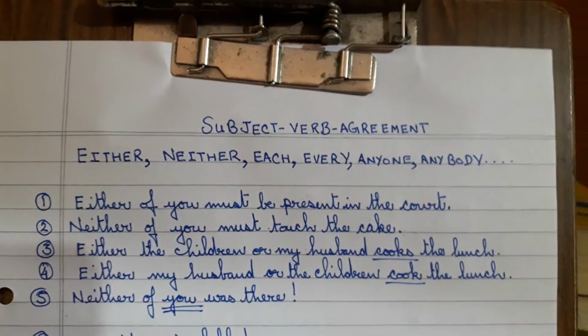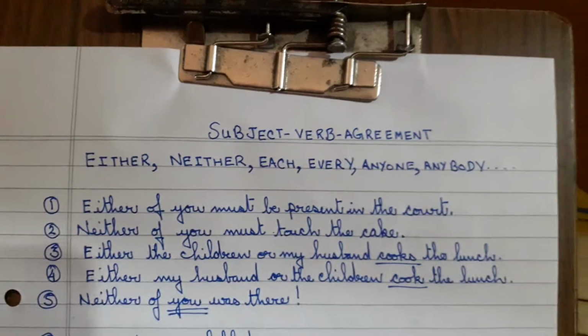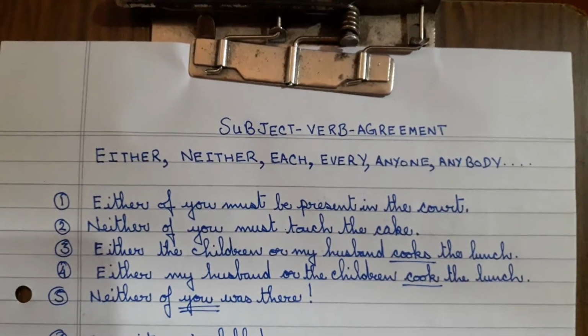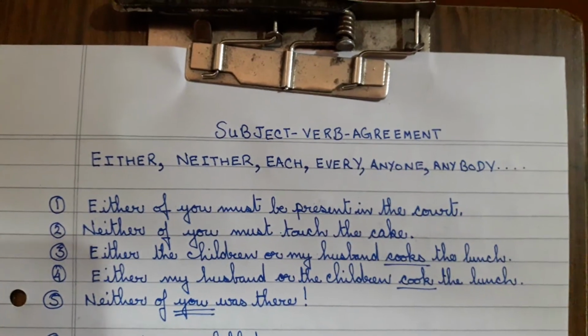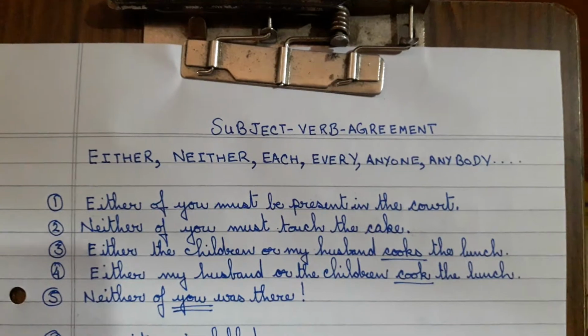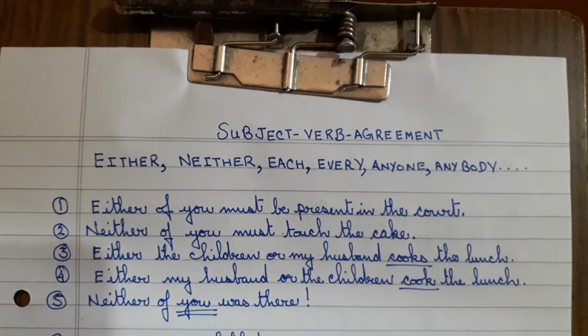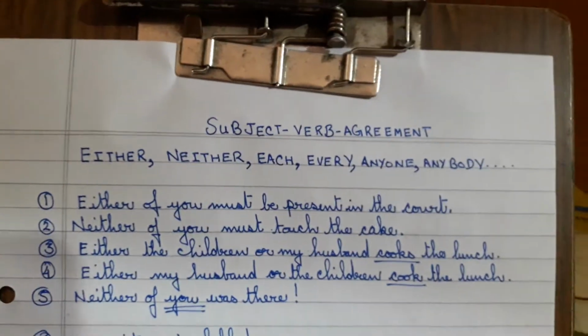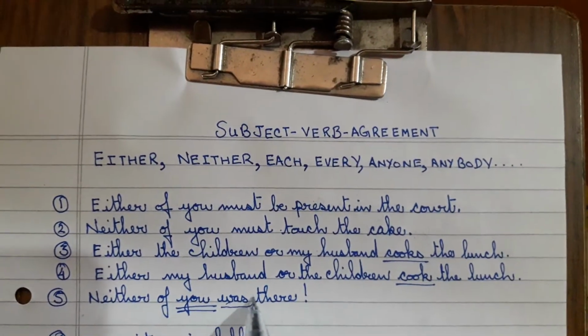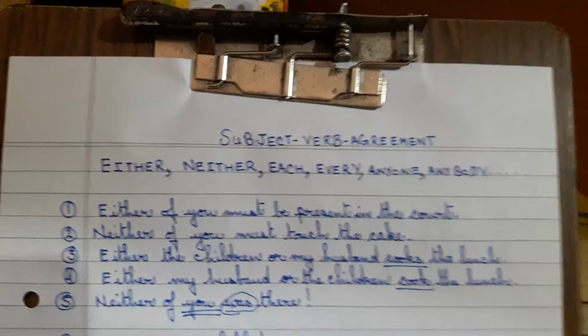Neither of you was there, or either of you was there. Neither means none and either means anyone. So neither of you was there. That would mean that none of you was there. So it will take a singular verb was. Alright, it will take a singular verb was.